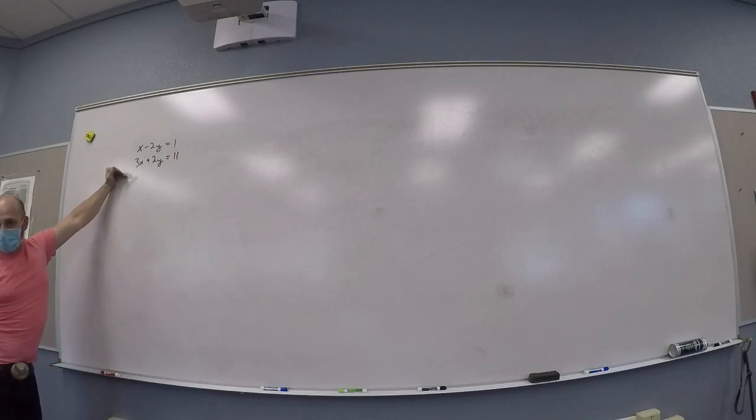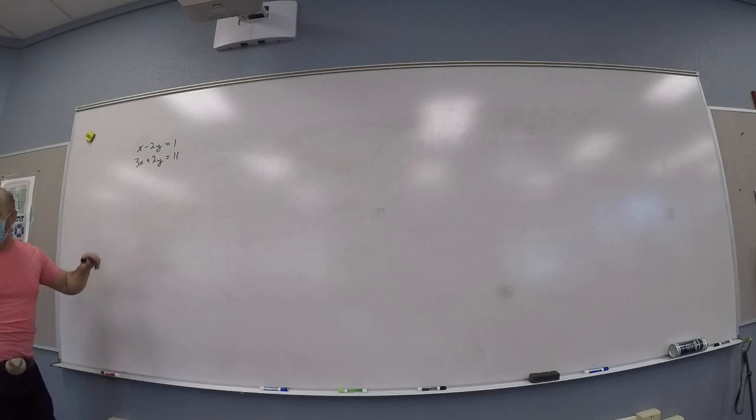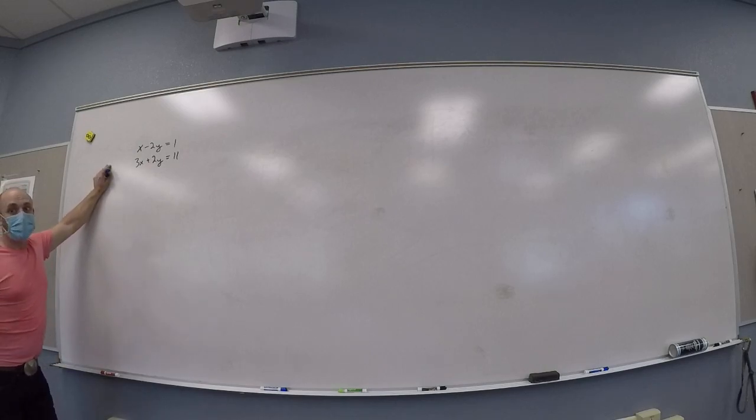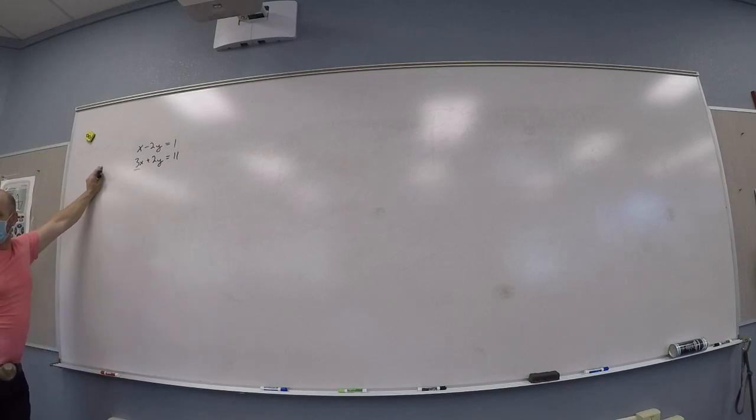Let me do this the dumber way, just to illustrate what I'm going to do with matrices. So the dumber way is, instead of just adding them together and getting rid of the y's, I'm going to target this 3. You guys with me? Okay, so I'm going to multiply the first row by negative 3 and add it to the second row.